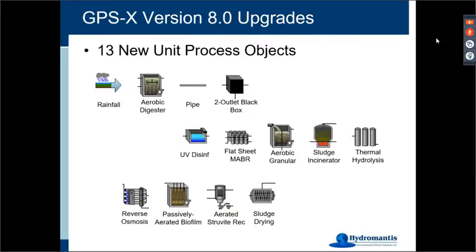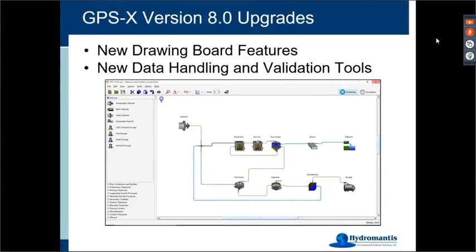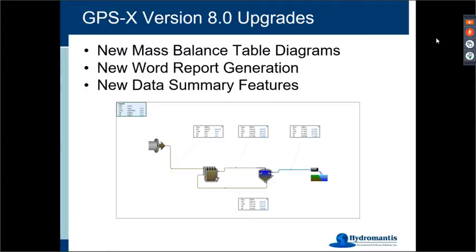We also have 13 new unit process objects that you'll find in your process table on the left-hand side of GPSX. We also have a number of new drawing board features, new data handling and data validation tools for getting all the information in and out. We have a number of new types of tables and outputs that will be helping you enhance the information that you get out of GPSX, make it easier for you to be able to get that into your reports and in front of your clients easily.